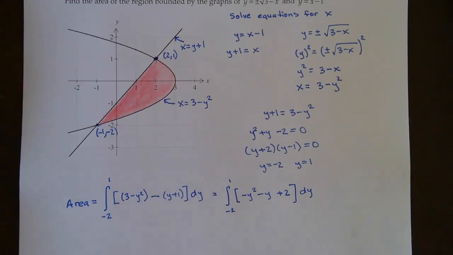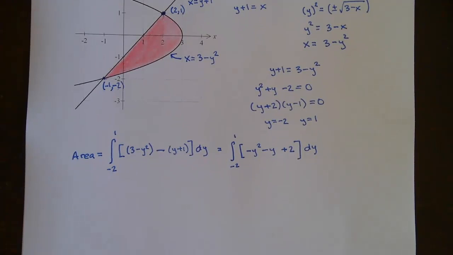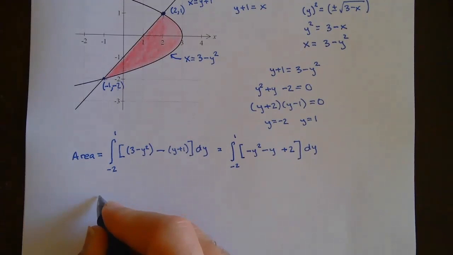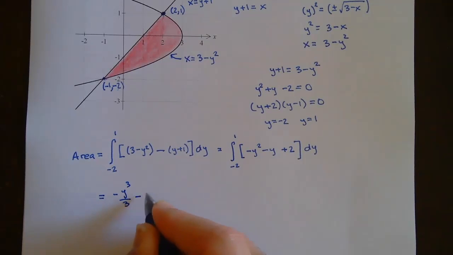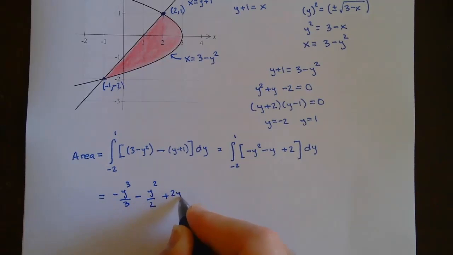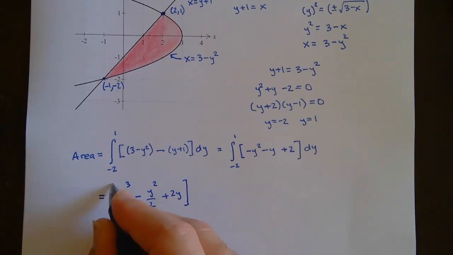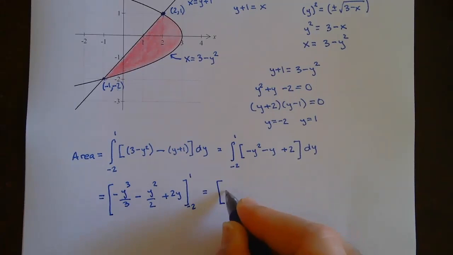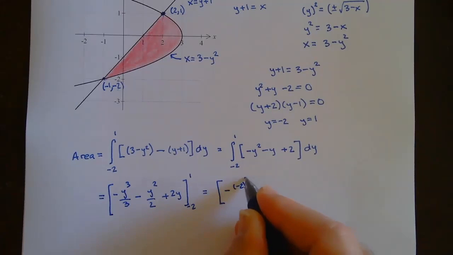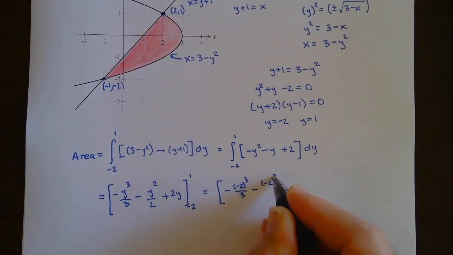And this one I'm going to do by hand again. If we do this by hand, this is equivalent to negative y cubed over 3 minus y squared over 2 plus 2y, and we're going to evaluate it from -2 to 1. So this would be equal to negative of -2 cubed over 3 minus -2 squared.